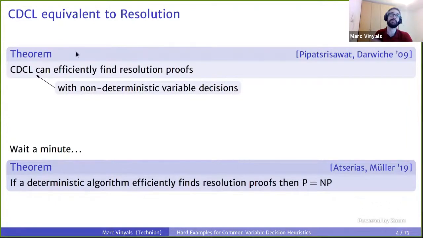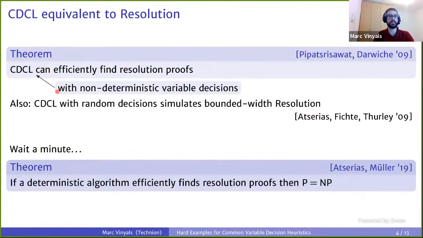This result that CDCL can efficiently find resolution proofs, to work, we need to have an oracle: every time that the solver wants to branch, so fix the value of a variable, the solver would ask this oracle, okay, please tell me a variable. Now it will branch on that variable, and so on. And it has to do that every time that it wants to decide a variable. Now, this is, of course, a strong assumption. We can weaken it. For instance, if we have random decisions, then we can have a similar result saying that now CDCL can simulate not resolution, but bounded width resolution, which is a smaller class, but still quite important.